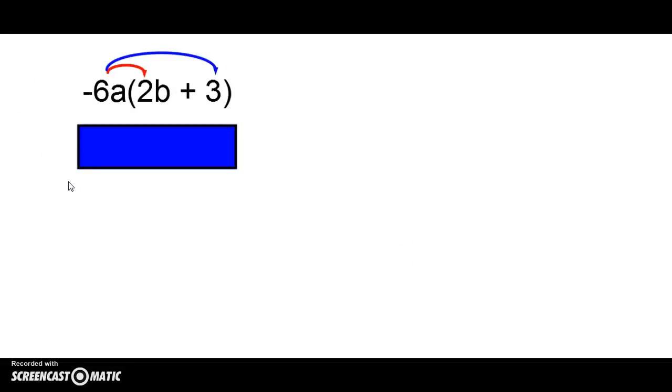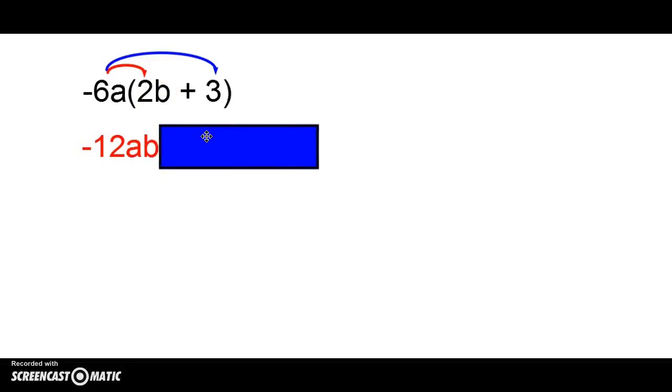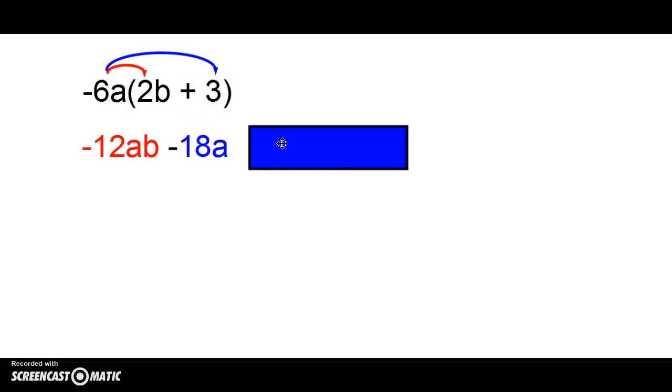All right, this one, negative 6a times 2b. You would first multiply negative 6a times 2b. You would multiply the coefficient, and then you cannot combine a and b further, so you just keep a and keep b. You'd have negative 12ab, and you would leave it like that. And then you would say negative 6a times a positive 3, negative 18a. And you would leave it like that. You cannot combine it any further.